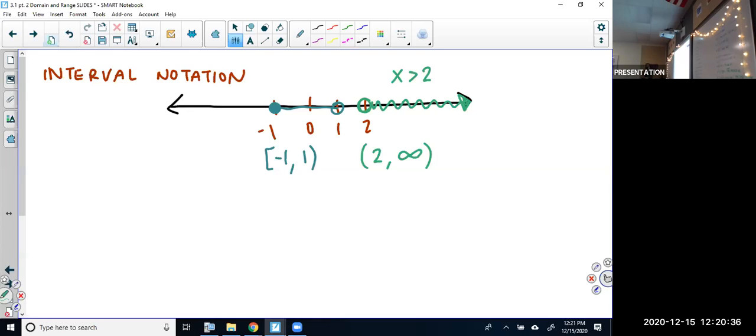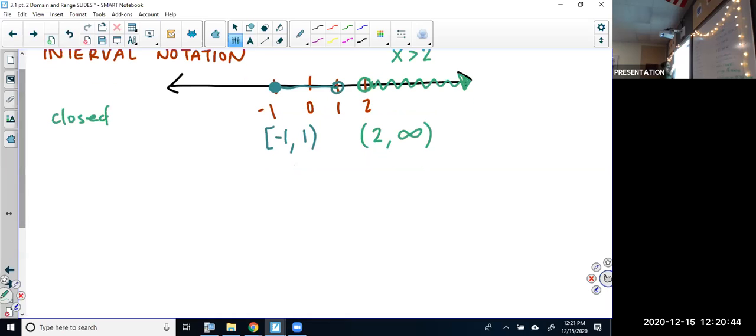So, this is called interval notation. There are a couple rules with interval notation. Like a closed circle, you use brackets, either a left bracket or a right bracket, depending on if it's the left endpoint or the right endpoint. Open is parentheses. We always go left endpoint, right endpoint, like left to right, always. So this was -1 to 1. This one was 2 to infinity. And infinity or negative infinity always get parentheses.